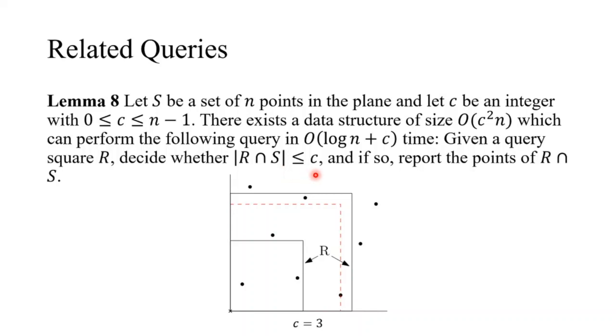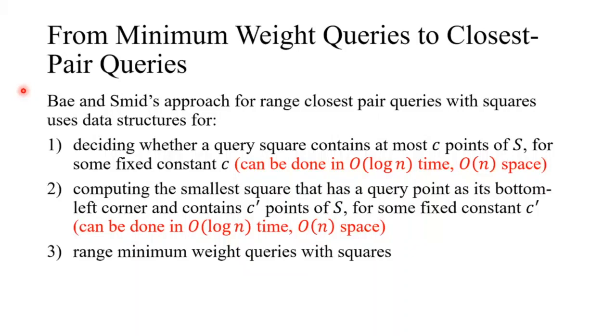And so once again, it just reduces to having the same query time and space requirements as the previous two data structures, namely a size of big O of C squared n and a query time of big O of log n plus C. So now finally we're ready to discuss how minimum weight queries can be used to answer closest pair queries.